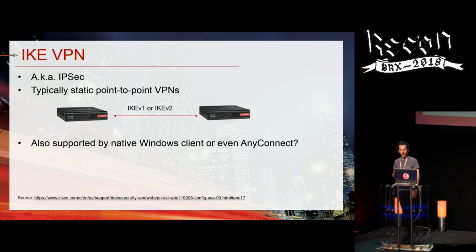The second thing I want to talk about is IKE. It's a completely different protocol. It's another way to establish a VPN, but in this case, it uses IPsec and IKE to establish the secure tunnel. Most of the time, it's used between two ASAs to establish either an IKEv1 or IKEv2 VPN. It's also supported, I think, by the Windows client or even AnyConnect. I see lots of places on the internet that say you can use AnyConnect with IKE, even though I've never been able to actually get it working this way, but it should work.